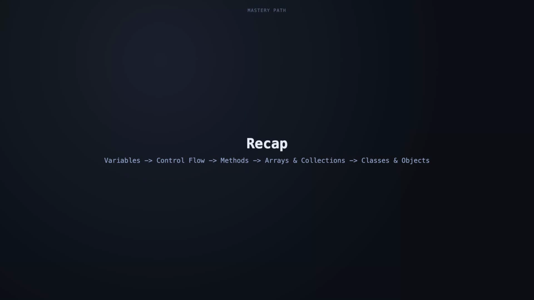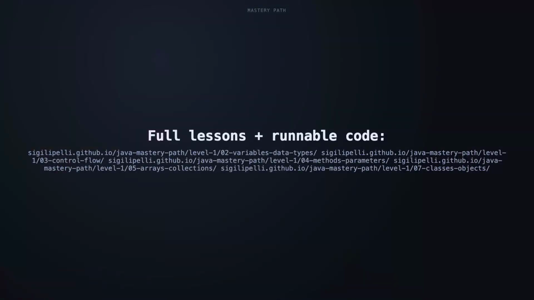Let's wrap up. That's Java's foundation in five stops: variables and types, control flow, methods, arrays and lists, and classes and objects. Each one builds directly on the last, so if any part felt shaky, that's exactly the lesson to go back and reread. Every lesson we covered today is linked below in order, with full explanations and the exercises to practice on your own.